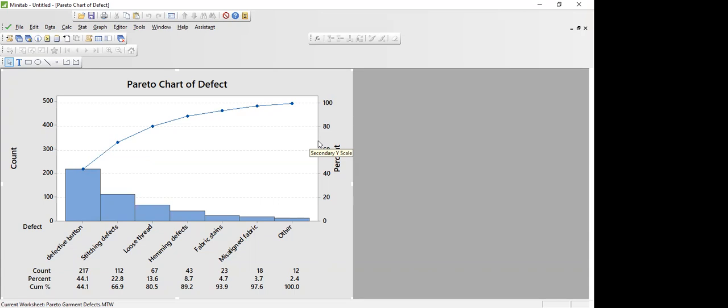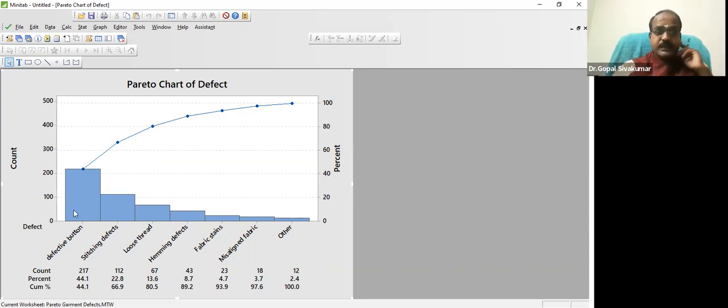Very good, right? So the right side is cumulative percentage, the left side is frequency. Now coming to the third defect, which is loose thread. There are 67 instances. A loose thread case is reported. Comparing to 492, it is 13.6%. So combining the first three problems, the cumulative percentage is 80.5. So this third point is representing 80.5. That is what you can see here.